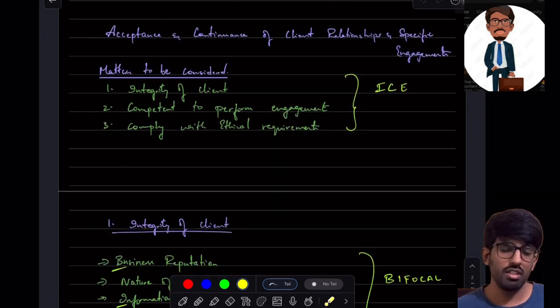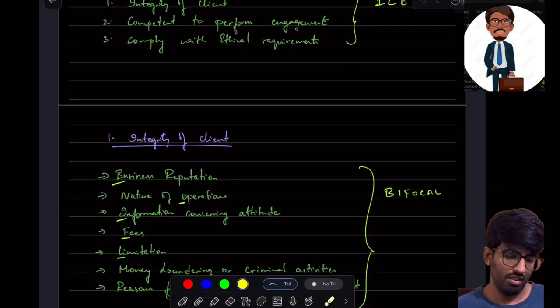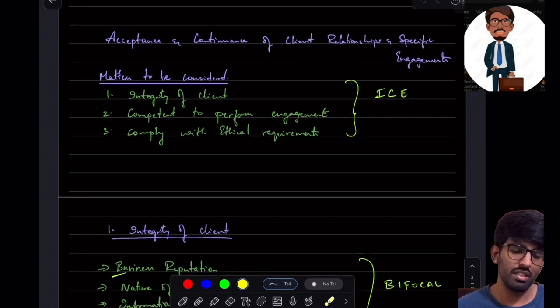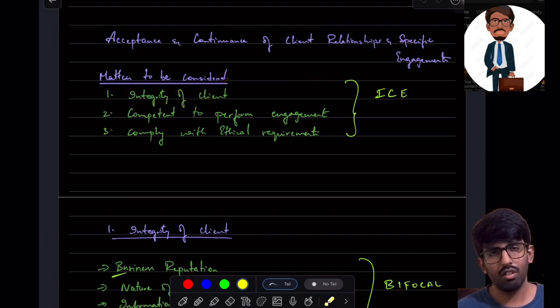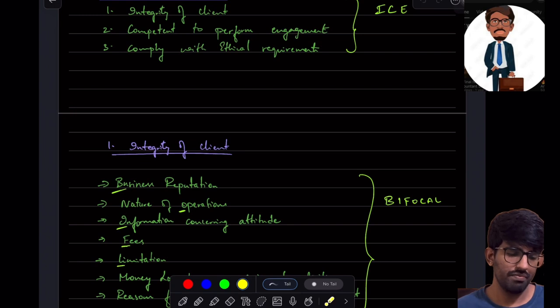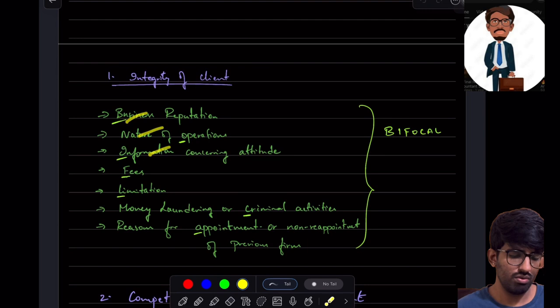And then acceptance and continuance of client relationship. We have 3 sub points which need to be remembered. The basis is integrity of the client. Matters to be considered are integrity of the client, whether we are competent to perform the engagement, and whether we are competent to comply with ethical requirements. So it is like ICE. There are sub things in this particular thing. Integrity of the client. We have 7 points to remember.